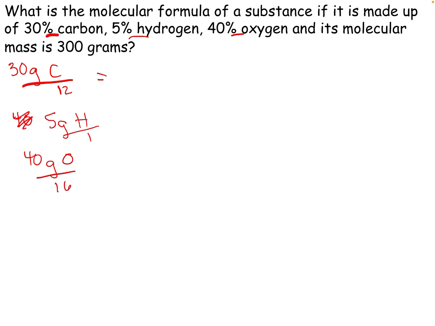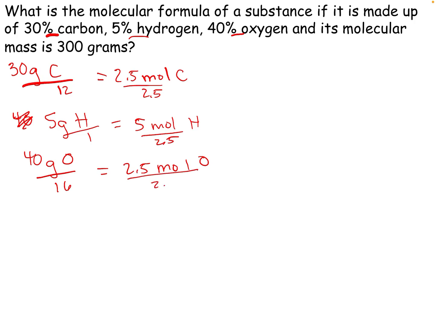So I'm going to divide this by 12. I'm going to divide this by 1 and divide this by 16. So 30 divided by 12 is 2.5. And now those are moles of carbon. Go ahead and use your units. 5 divided by 1 is 5 moles of hydrogen. 40 divided by 16 is 2.5 moles of oxygen. Okay, great. Once I have my mole ratio, I divide each by whatever's smallest. So the smallest number is the same, actually, in two cases. It's 2.5. So divide this by 2.5, this by 2.5, this by 2.5. So that's going to give me a ratio of 1 to 2 to 1.